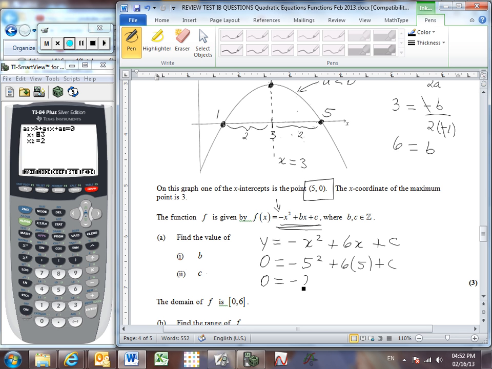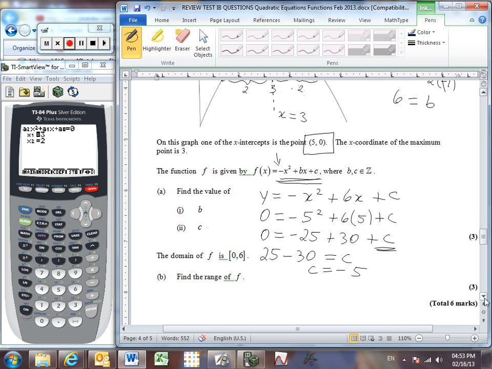So 0 is equal to negative 25 plus 30 plus c. Let's put c alone on the right-hand side. That means moving the negative 25 plus 30 to the left. It becomes a positive 25 and a minus 30, and so you figure out that c is equal to negative 5.